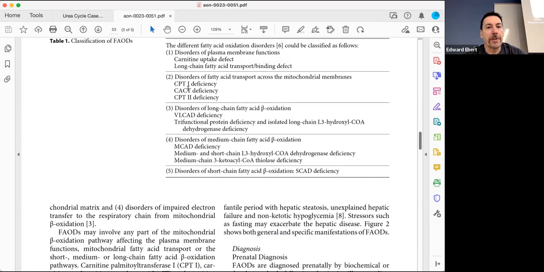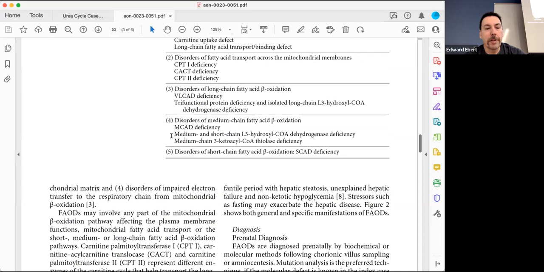we can look here at the various enzyme deficiencies and break this down. And I like the abbreviations, the MCAD, the SCAD, and is there a VLCAD in there for very long chain ones as well. So I actually like this little chart up here, Table 1 classifications, better than the paragraph in there. All right.